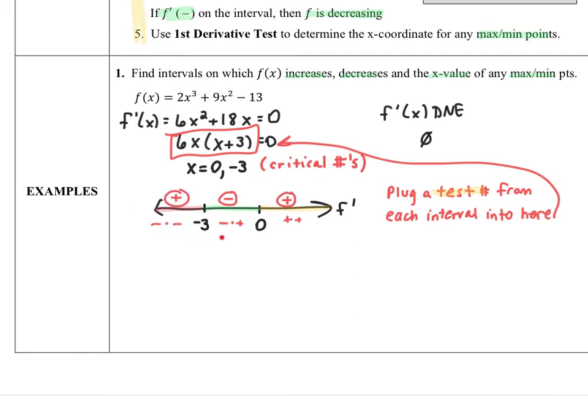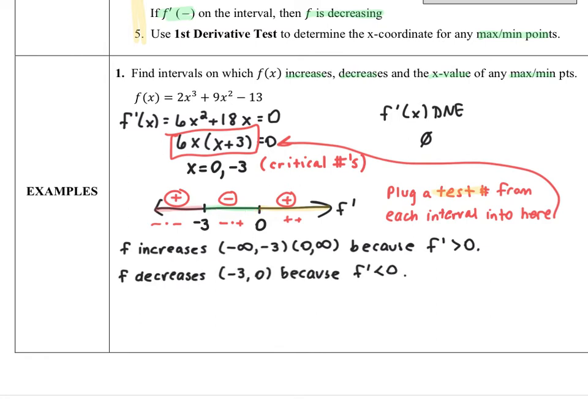Everything I need to know to answer my questions is sitting here in the sign chart, but I can't use the sign chart as my justification. I have to pull the information out of the sign chart. So first I have to say where f is increasing. I know that f is increasing on this interval from -infinity to -3 and from 0 to infinity because I see my f prime is positive. I know f is decreasing between -3 and 0. And I know that because f prime is negative.